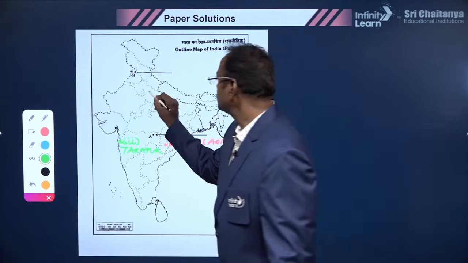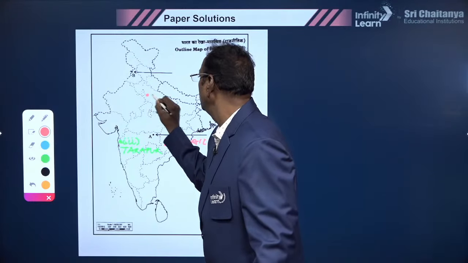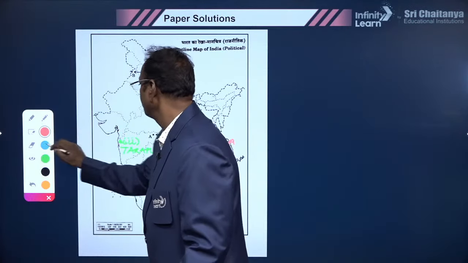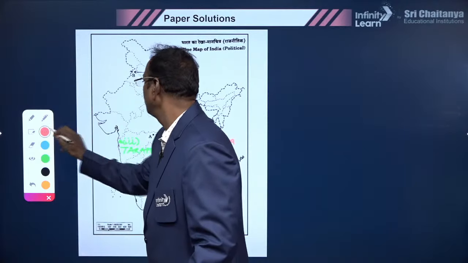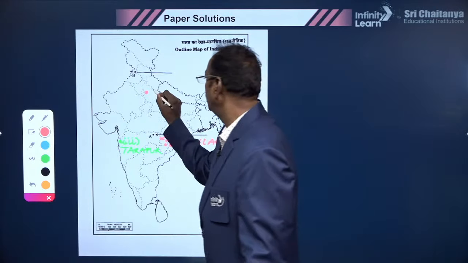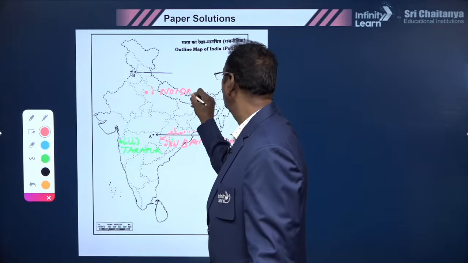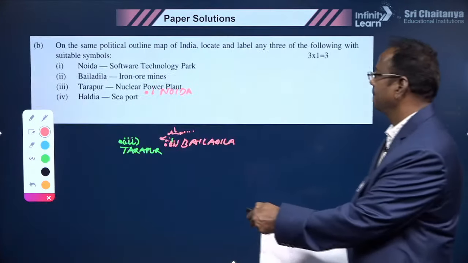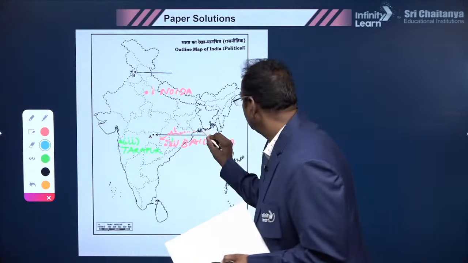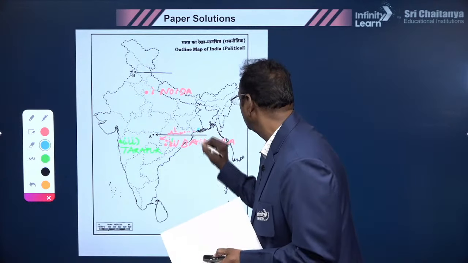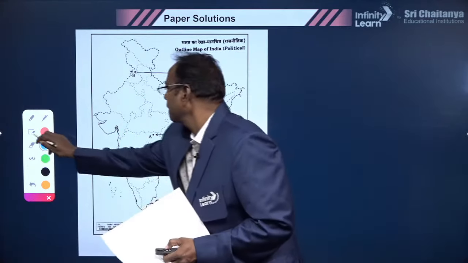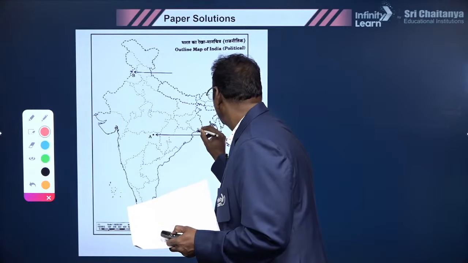This is Bailadila. And the first one is Noida, next to Delhi. This is Noida 1. And the last one is Haldia port, the Haldia seaport. Now I'll take blue color. Here is Kolkata, and here is the area you have to locate exactly. So once again, I'll erase it. Here is Haldia.